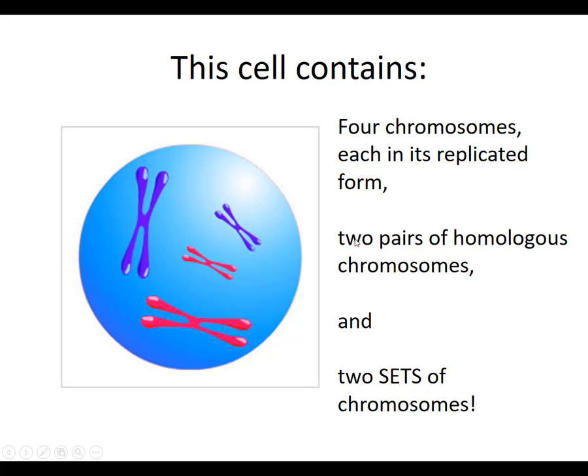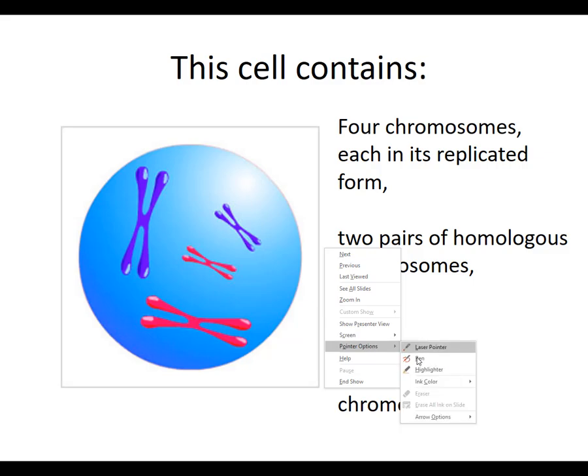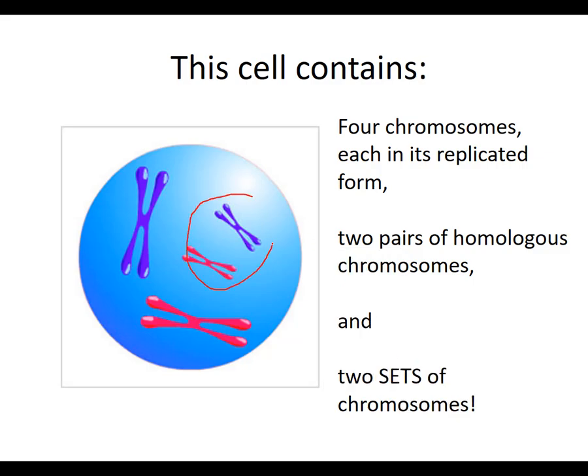It also contains 2 pairs of chromosomes because the large blue and the large red make up 1 pair of homologous chromosomes, and the small red and the small blue make up another pair of homologous chromosomes. So we have 2 pairs of homologous chromosomes. So this is a pair, and this is a pair of chromosomes.